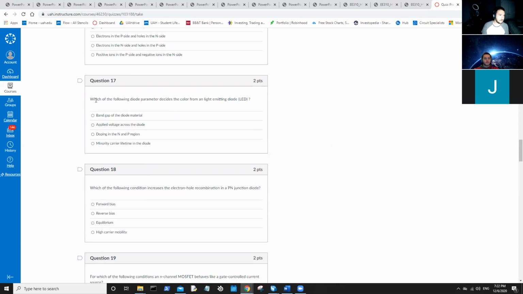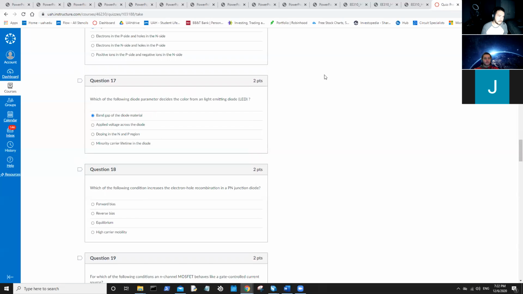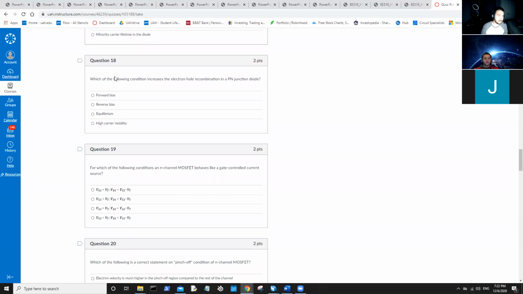Question 17. Which of the following diode parameters decides the color for a light emitting diode? It is the band gap of the diode material. So this is material science stuff, but also just something we talked about. I think this is something that we probably talked about in the applications one, if I had to take a guess, but maybe somewhere else.